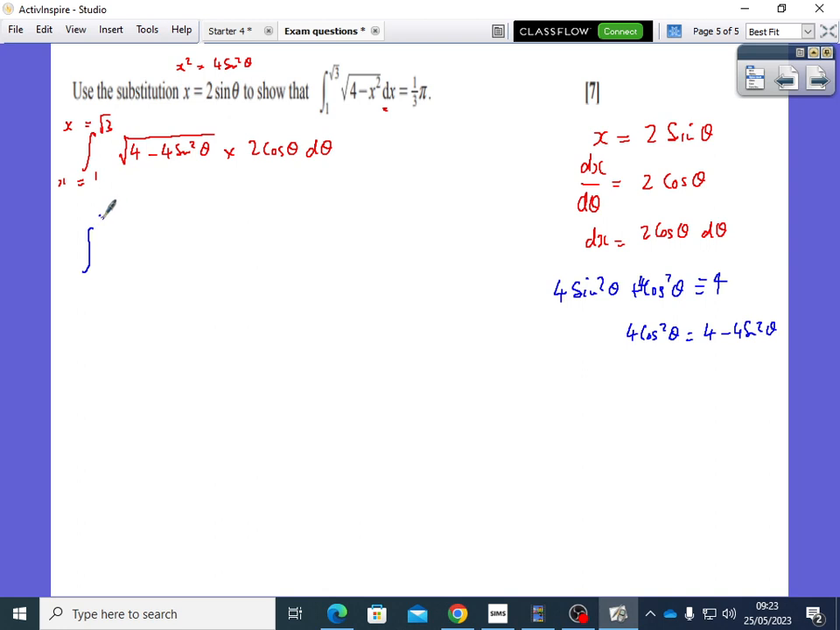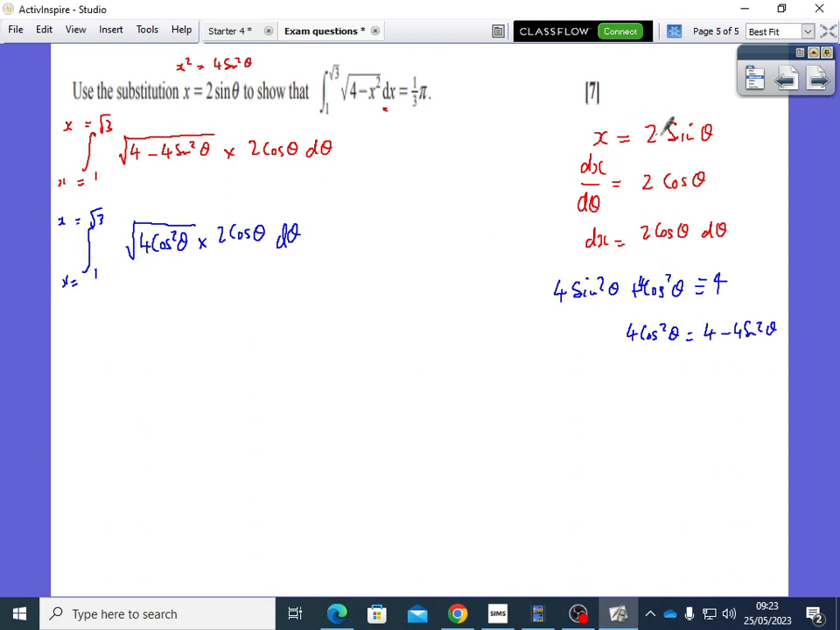So that's going to stay. And what I could do is, yeah, I'll do that later too. Don't forget this is limits of x. That will become the square root of 4 cos squared theta multiplied by 2 cos theta d theta. Okay, all is becoming easier. Don't forget these are x limits, which I'm going to change now.